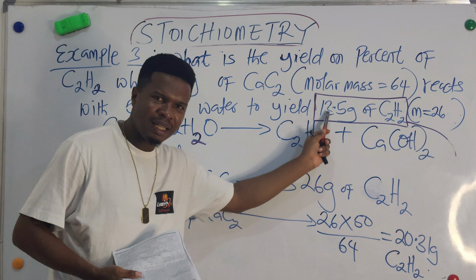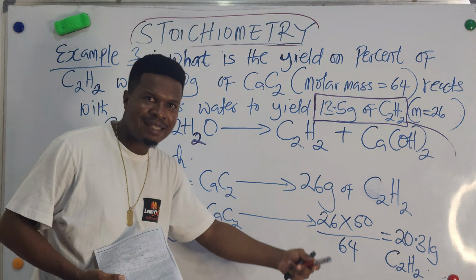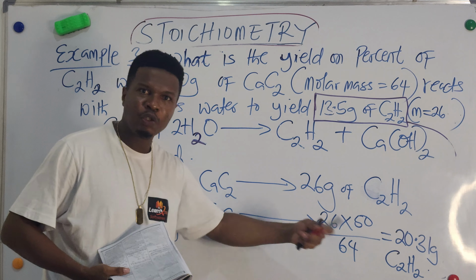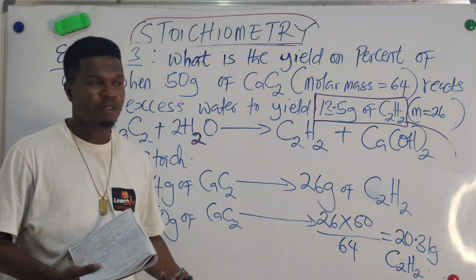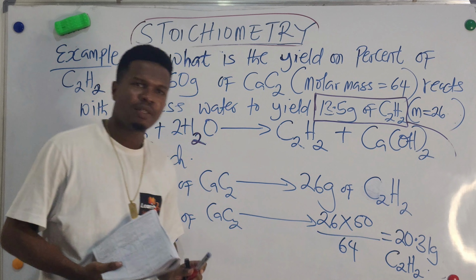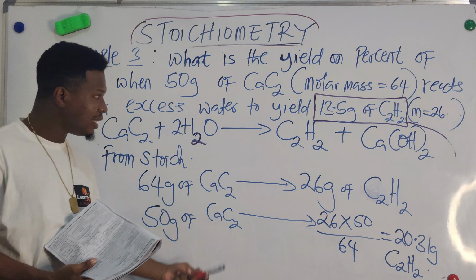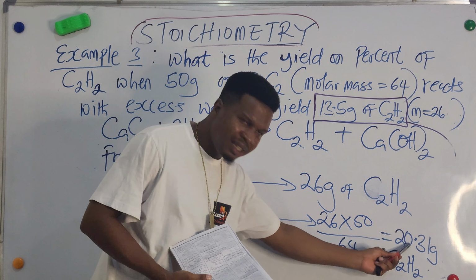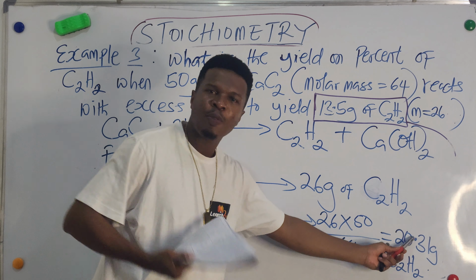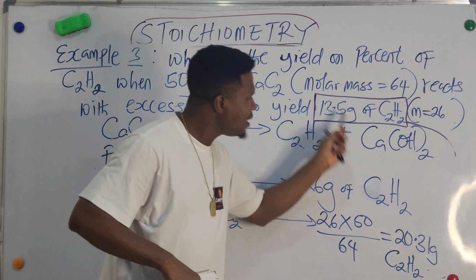It shows that this one is the actual yield, because I told you before that actual yield is always less than the theoretical yield. The actual yield cannot be greater than theoretical yield. So the actual yield is 13.5. This is our theoretical yield, because we have already done it from theory. From the theory of stoichiometry, we have been able to confirm that it is not 13.5 that we got here. What we got is 20.31 grams. So we are going to use these two now.